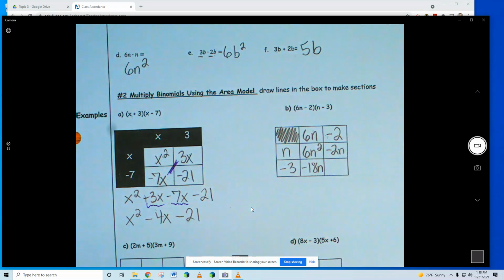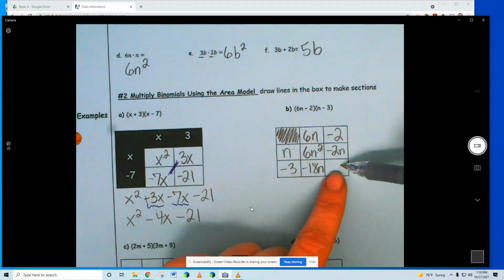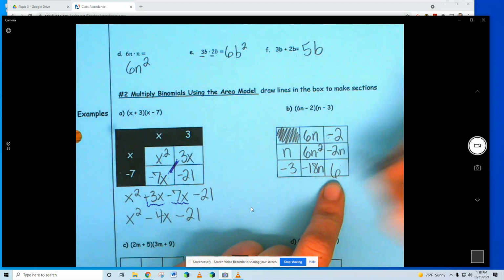I'll just move right up. Table 7, or I'm sorry, table 6 comes after 5. Negative 3 times negative 2. A 6, a positive 6. Good.